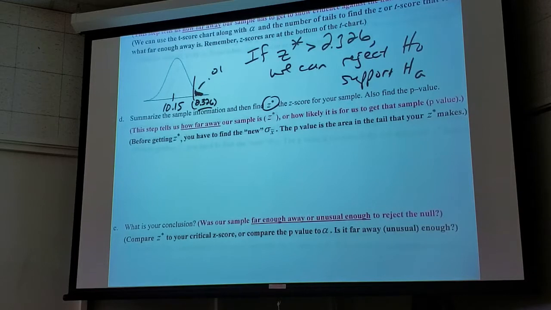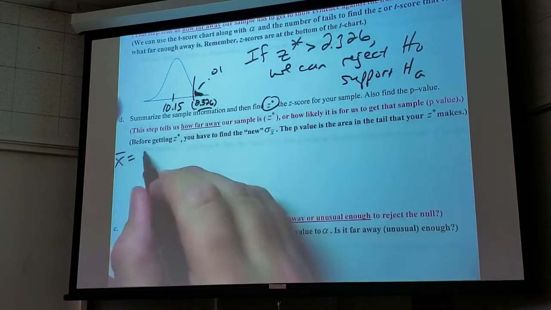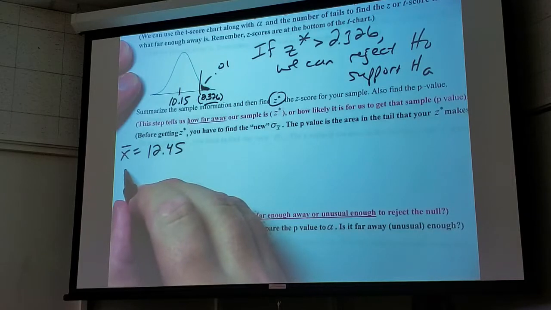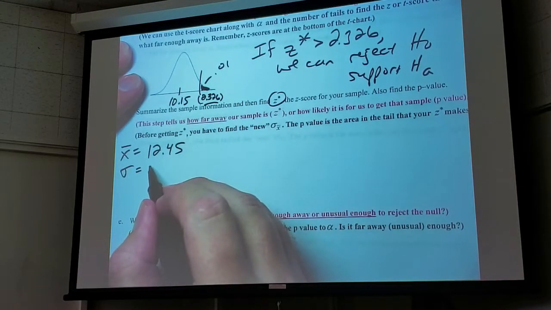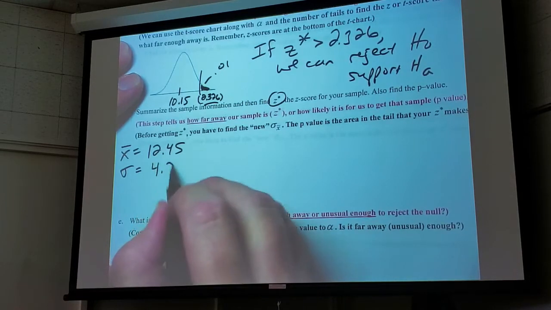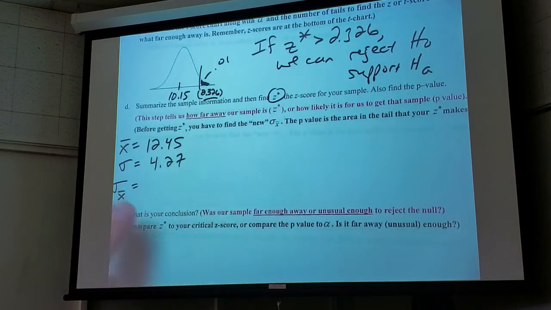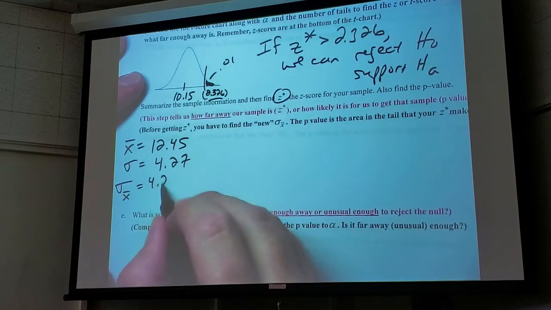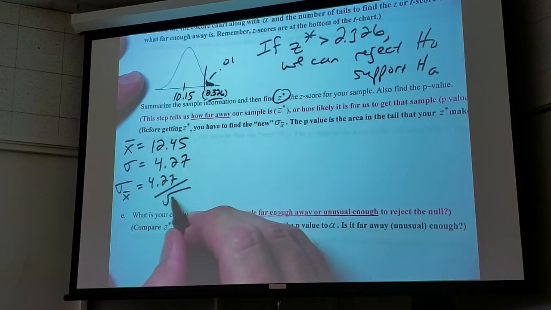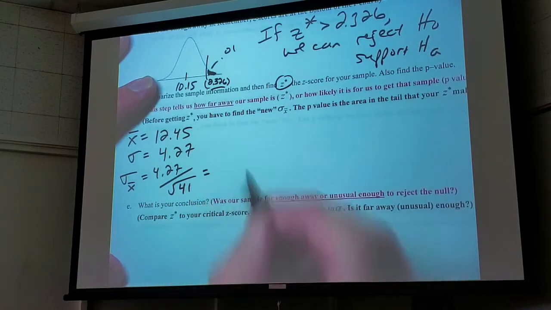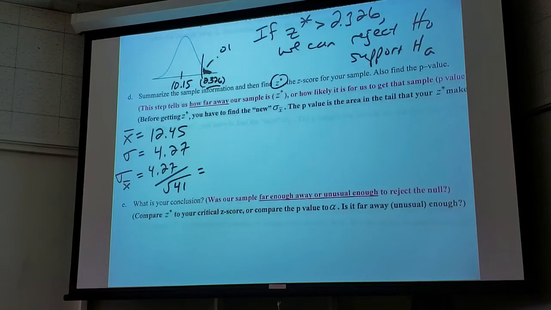So part D is going to be probably the most familiar step. Can somebody tell me what did they find in the sample? What was X bar? 12.45. And to get z-star, we're going to have to know the standard deviation. What was the sigma? 4.27. We got to change the standard deviation, right? Because we took a sample, and we're talking about sample means. So the new standard deviation is going to be the old one divided by the square root of 41. That's about 0.65.